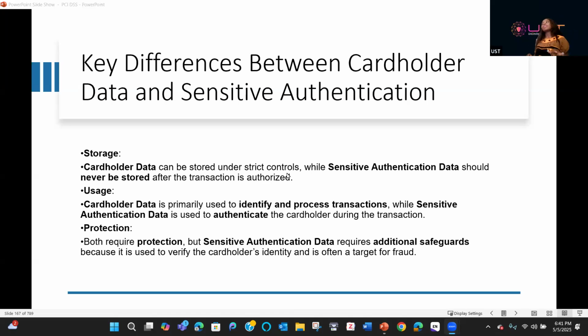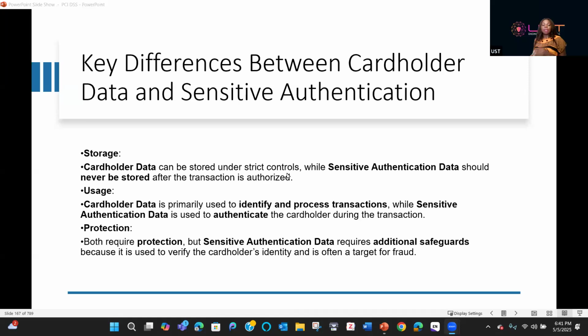We'll talk about the key differences between cardholder data and sensitive authentication data. First, let's touch on the storage aspect. We already know that SAD cannot be stored. Sensitive authentication data cannot be stored, while cardholder data can be stored under strict controls. Sensitive authentication data should never be stored after the transaction is authorized.